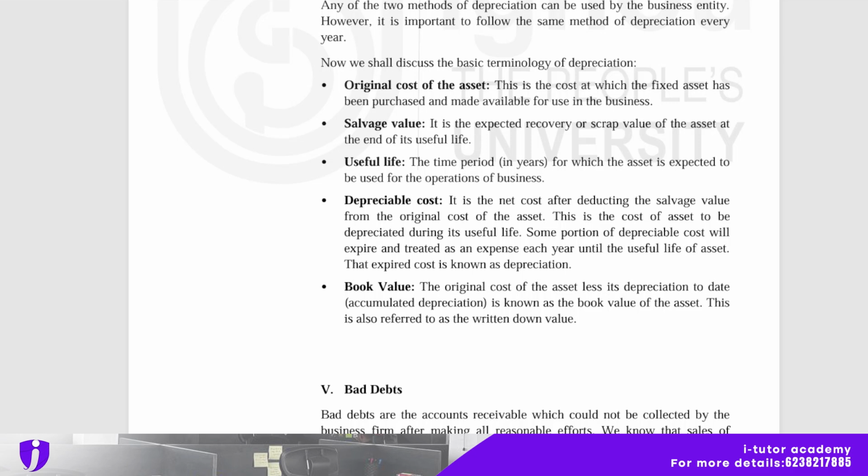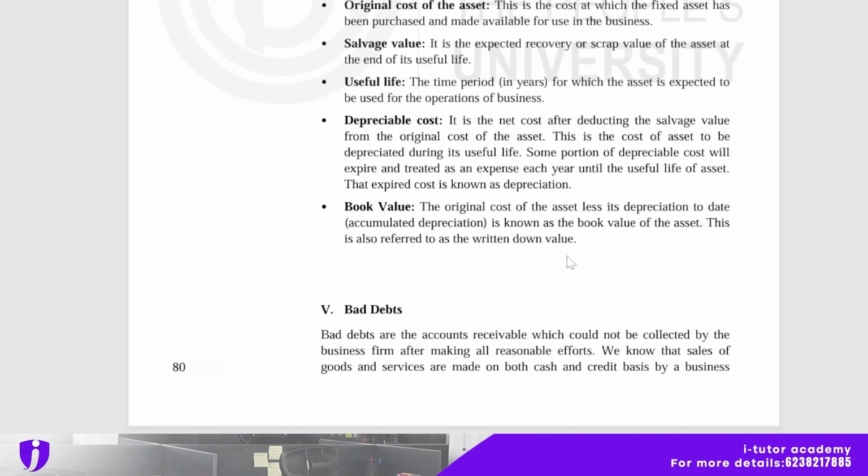Useful life: the time period, in years, for which the asset is expected to be used for the operations of the business. Depreciable cost: it is the net cost after deducting the salvage value from the original cost of the asset. This is the cost of the asset subject to depreciation during its useful life. Some portion of the depreciable cost will expire and be treated as an expense each year until the end of the useful life of the asset. That expired cost is known as depreciation.